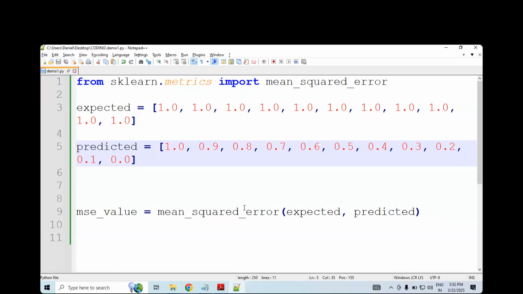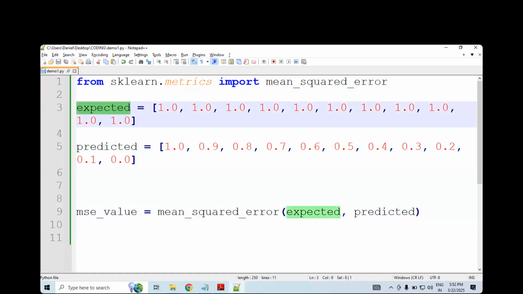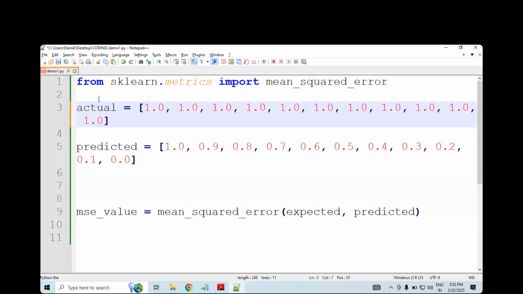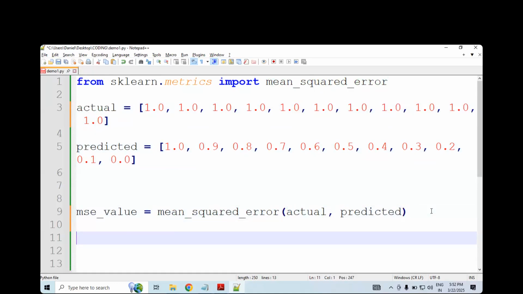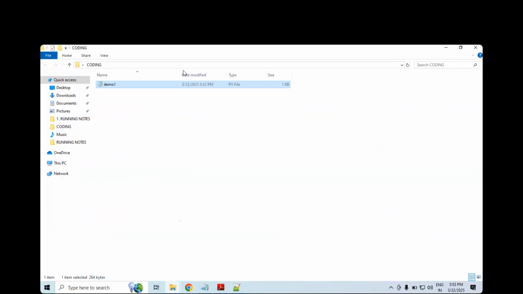Do I need to calculate manually? No, we have a function. You can call that function. It takes two parameters. The first one is the actual value, and this one is the prediction value. Do you want to see the error? The error should always be small. Then the model will do good predictions.